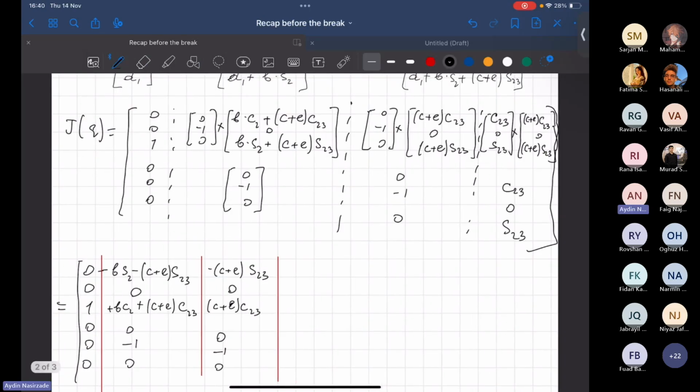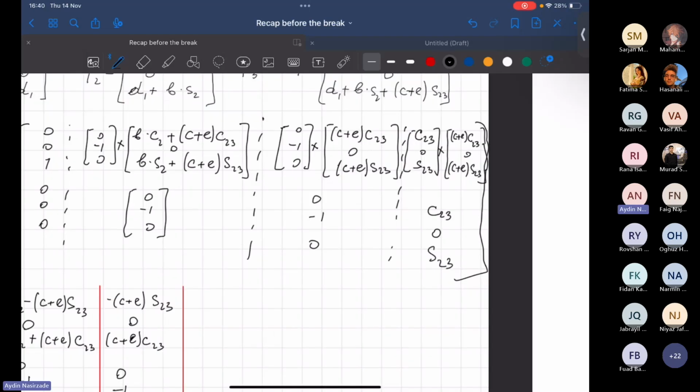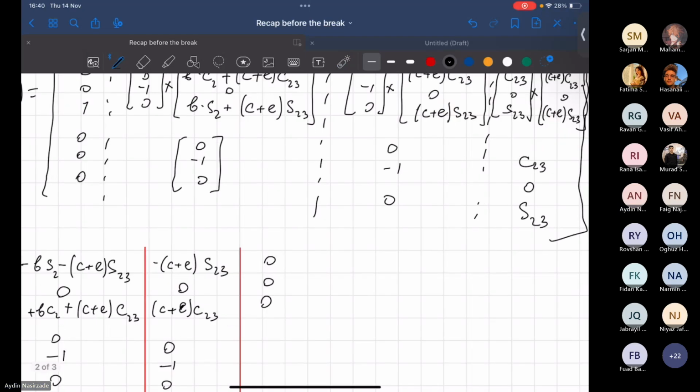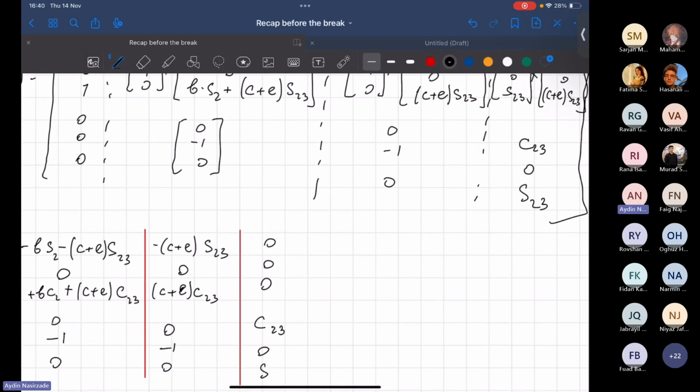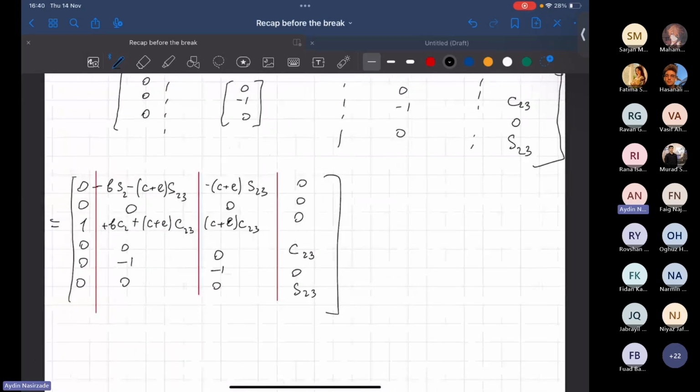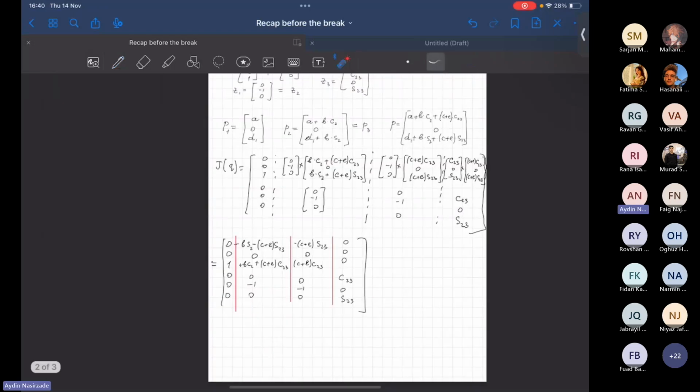And the last row is multiply this one, okay, 0. Multiply this one, multiply this one. As you can see, it's going to be the same thing. C plus E times cosine times C sine minus C plus E sine times cosine, so it's going to be 0 as well. And cosine 2 3, 0, sine 2 3. That's it. This is the Jacobian matrix for the given manipulator.